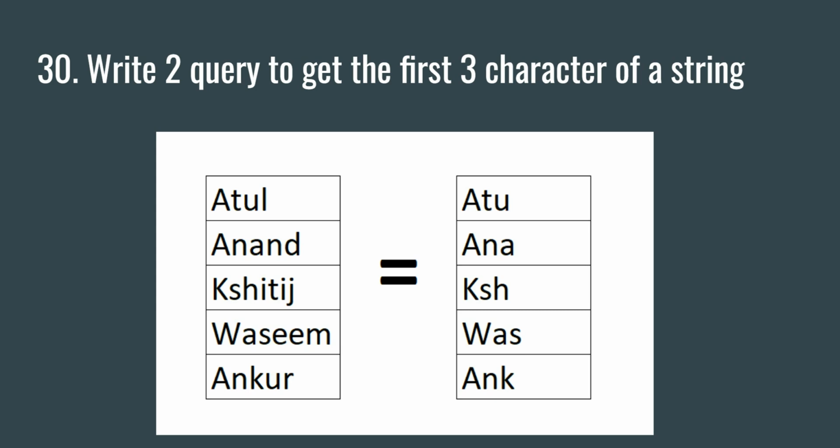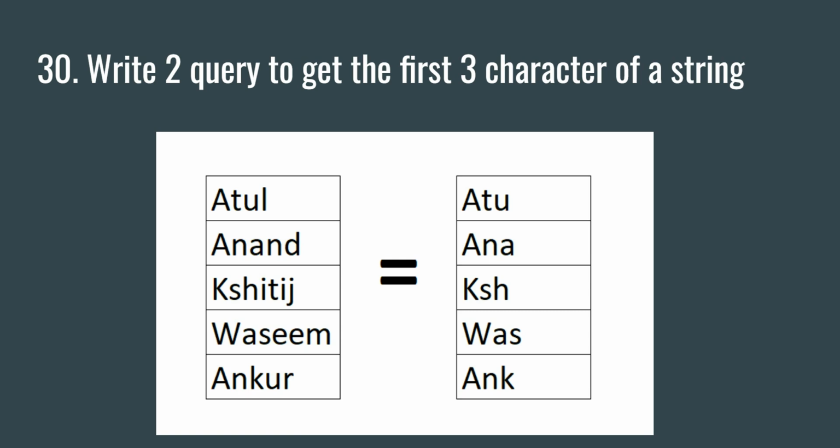I am Atul, and in this video we are going to write two queries to get the exact same output, in which we have to get the first three characters of a string. For example, you have names here and you have to get the first three characters of each of the names from a column.